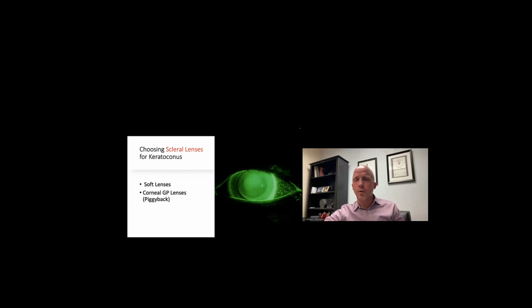And then, of course, we have corneal gas perm contact lenses. For me in my practice, if a patient's already successfully wearing corneal gas perm contact lenses, then I'm not likely to fit them out of it, especially if they don't have any problems. I reserve these lenses for patients that might have extreme difficulty applying a scleral contact lens. I'm big on piggybacking gas perm lenses for keratoconus patients.